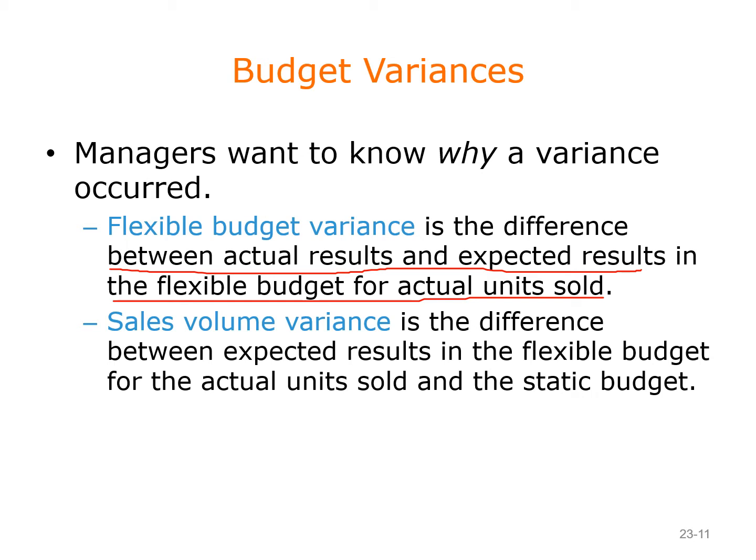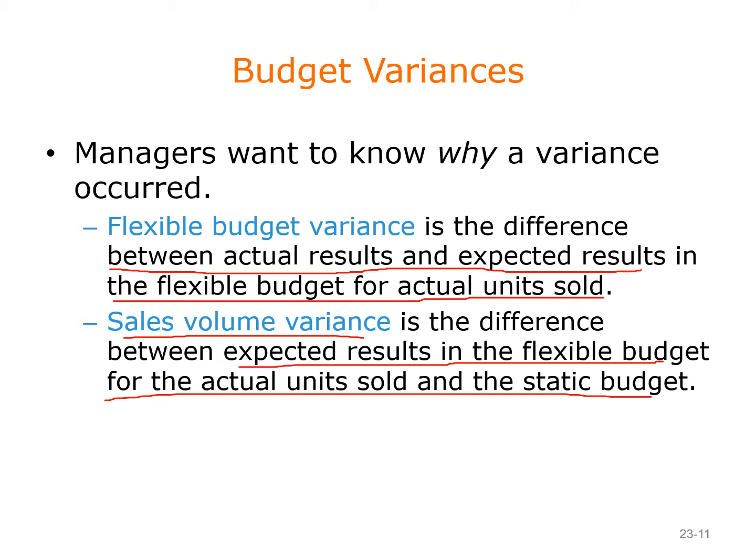For example, I made 3 levels of budget, as you can see, but the actual units sold during the year were different from those 3 budgets. So I'm going to prepare the budget as if we expected the actual number of units. And this will result in a variance between actual result and expected result in the flexible budget for actual units sold. And then we prepare what we call the sales volume variance, and this is the difference between expected result in the flexible budget for actual units sold and the static budget.